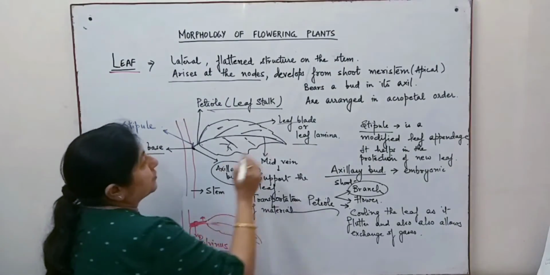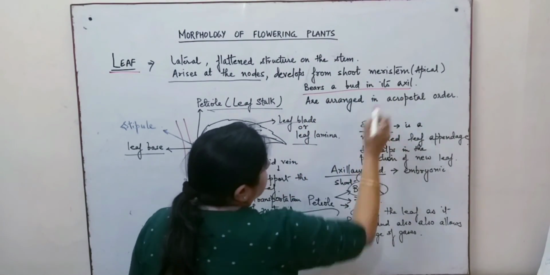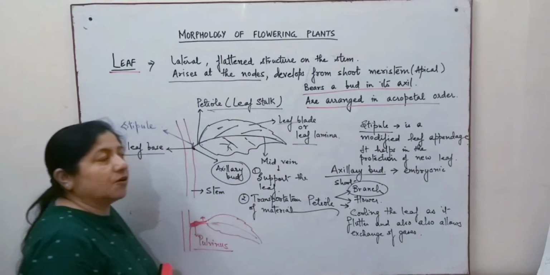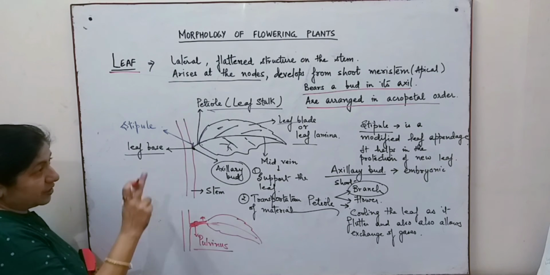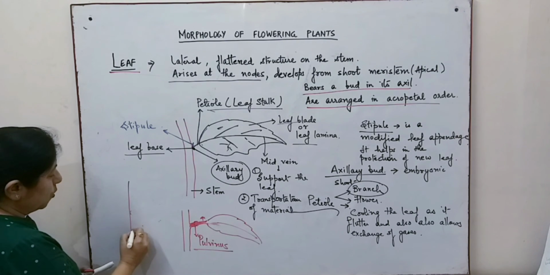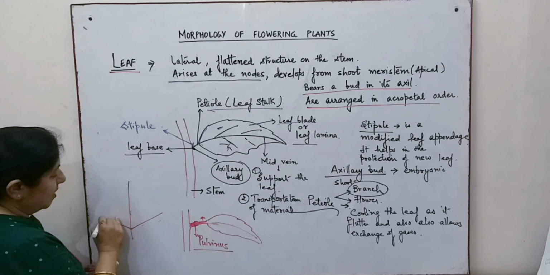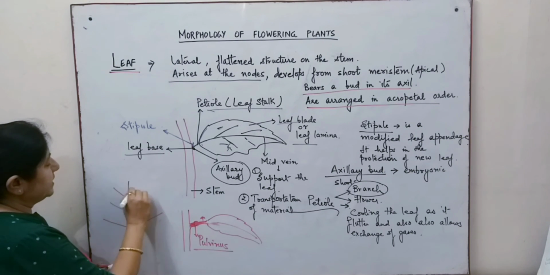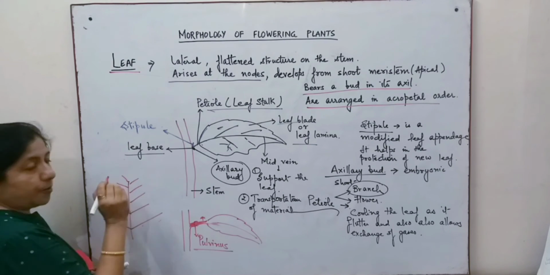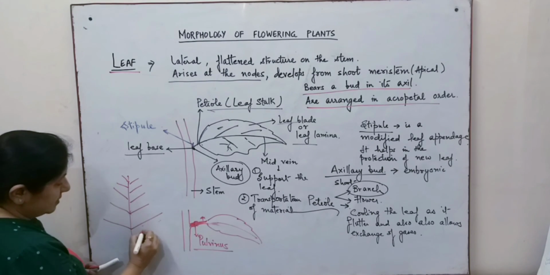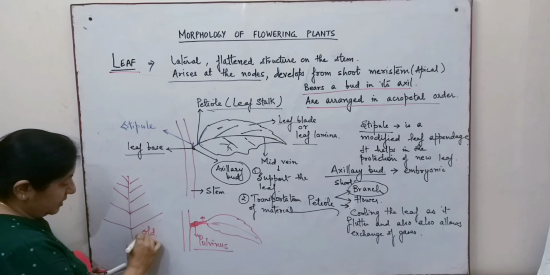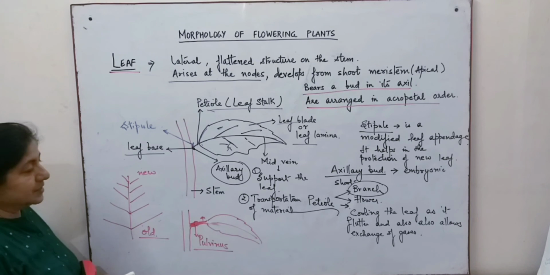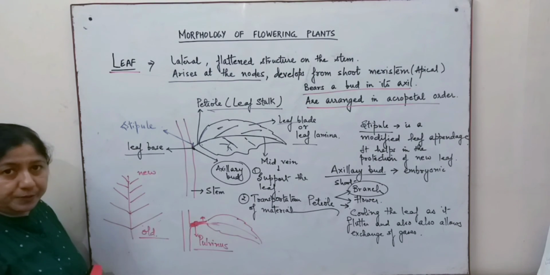Now, this is what we are saying, it bears a bud in its axil. Also, these are arranged in an acropetal order. When we are saying acropetal order, the older leaves are at the bottom and the younger leaves are at the top. So when the old leaves are arranged at the bottom, and the new leaves are present at the top, this is known as acropetal order.